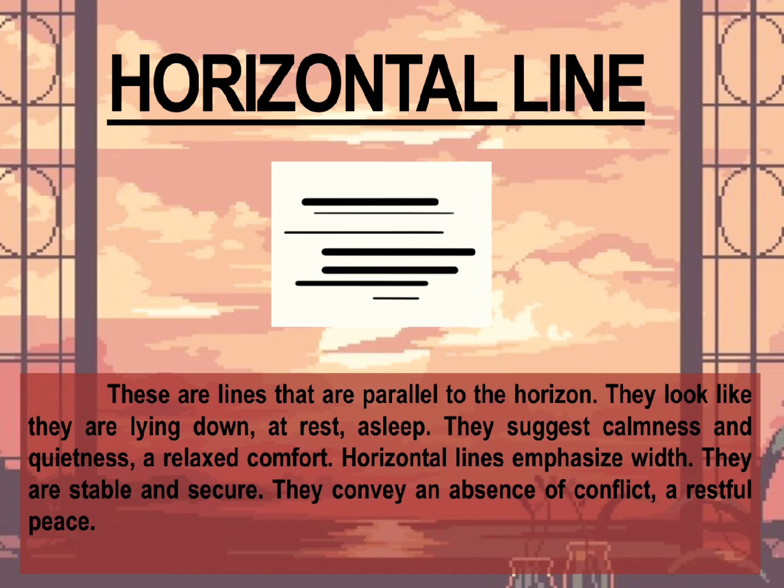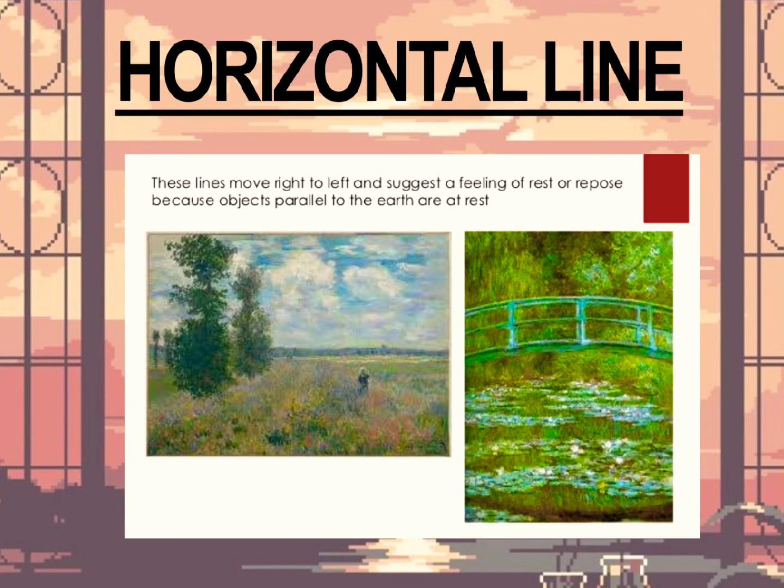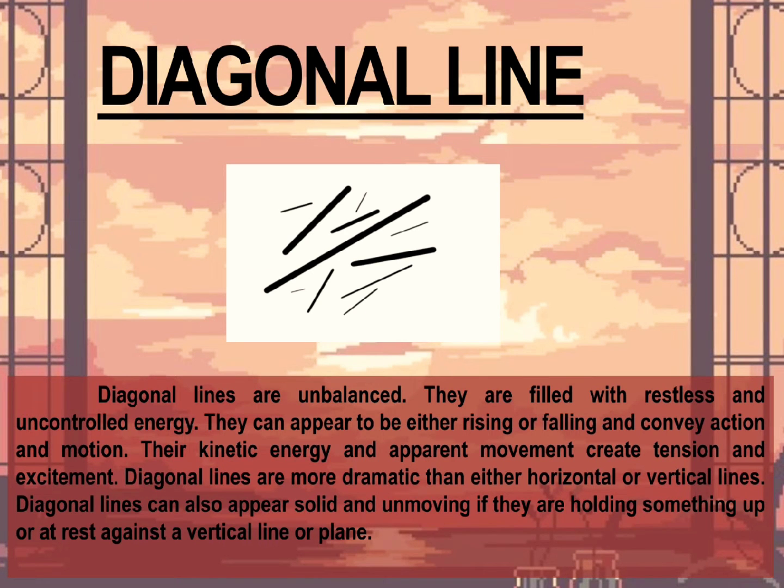Horizontal lines. These are lines that are parallel to the horizon, hence the name. They suggest calmness and quietness. These lines emphasize width. They are stable and secure and convey an absence of conflict. These lines move from right to left and suggest a feeling of rest or repose, because objects parallel to the earth are at rest.